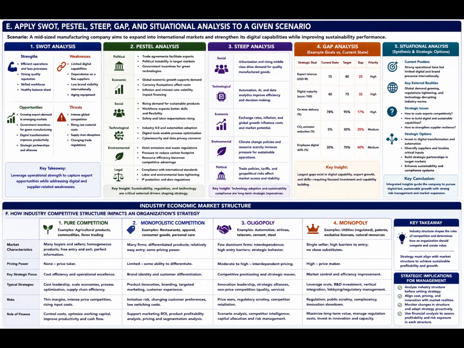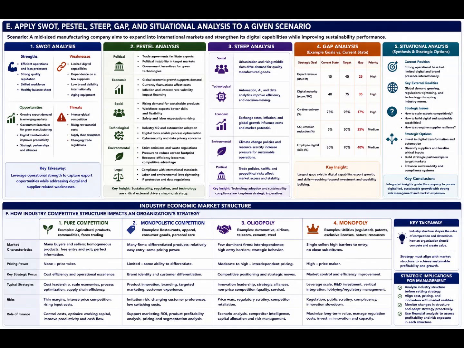The key to effective application is linking internal capabilities with external conditions to generate actionable strategic alternatives rather than producing a static list of factors. PESTEL and STEEP analyses are used to systematically evaluate macro-environmental forces affecting the organization in a given context. PESTEL considers political, economic, socio-cultural, technological, ecological, and legal factors, while STEEP focuses on similar dimensions with slight categorization differences.